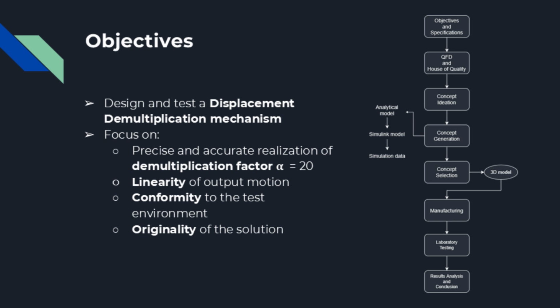Linearity of output motion. The system should exhibit a highly linear response, minimizing nonlinear distortions to maintain predictable and controlled displacement behavior. Conformity to the test environment. The mechanism must be designed to operate efficiently under the specified test conditions, taking into account factors such as temperature variations, vibrations, and spatial constraints.